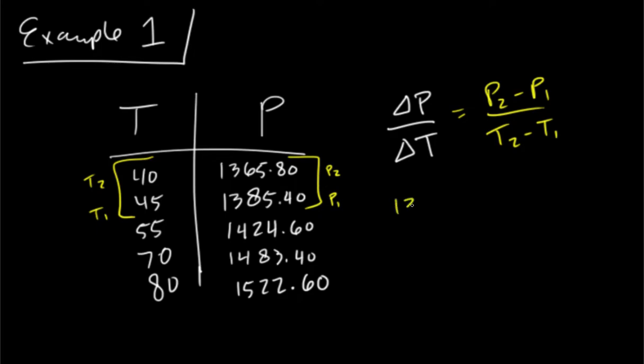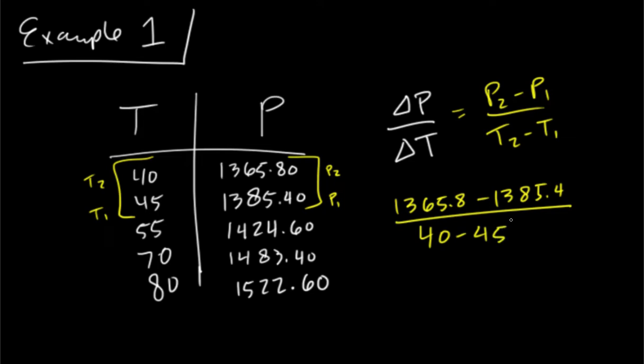If we do that, we get 1365.8 minus 1385.4 and 40 minus 45. Okay, so if I pull out a calculator, plug this in, get an answer, plug in the bottom, get an answer, we're going to end up with 3.92.